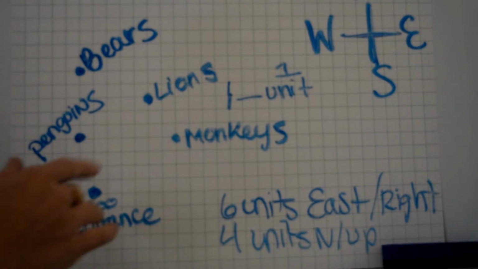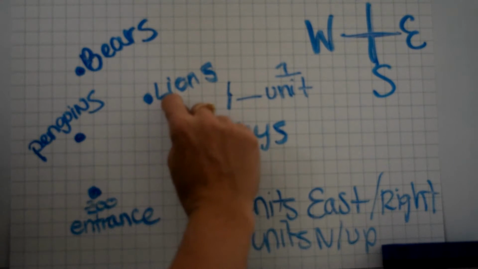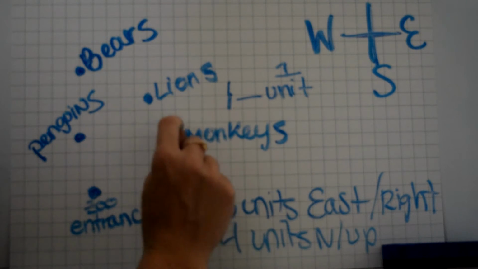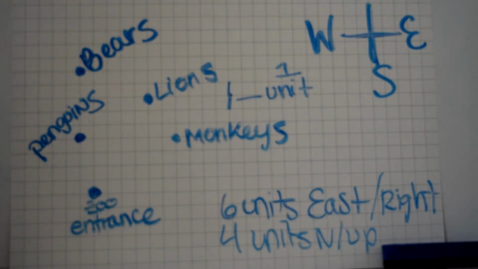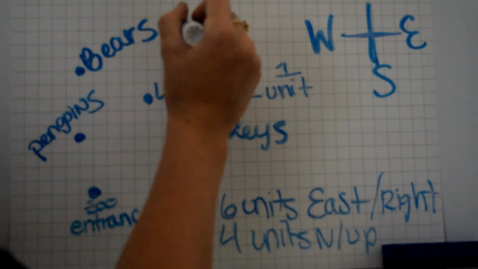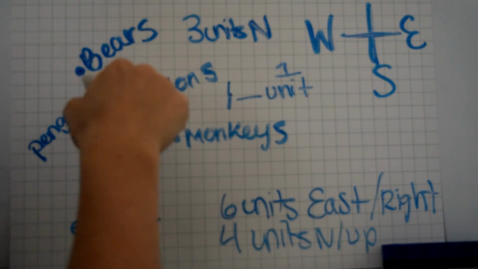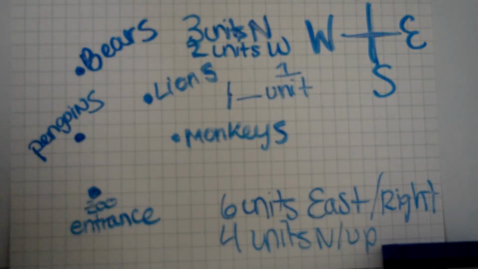Let's go from the monkey exhibit to the lion exhibit. We're going to go 1, 2, 3. Notice I stop right here because this line is in sync. It's lining up with where my lion's exhibit is, right? I'm not going to go all the way up here, then go to the left, then go all the way down. You want the shortest distance it will take, okay? So 1, 2, 3. So that would be 3 units north, and then 1, 2. 2 units west because I'm going left or west.